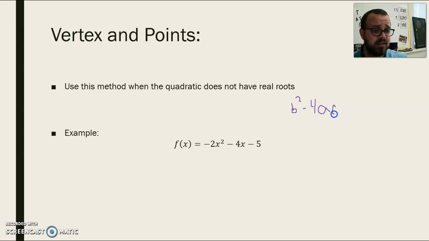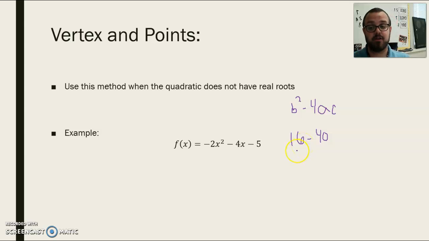And looking at this one, if I go ahead and plug this in, b squared is going to be 16. And then minus 4ac is going to be, let's see, we're going to have negative 2 times negative 5, which is 10, times 4, minus 40. I can kind of see that I am not going to get a real root, right? It's going to be a negative number. Negative means there's no real roots. Uh-oh, Scooby-Doo, okay? So what do?